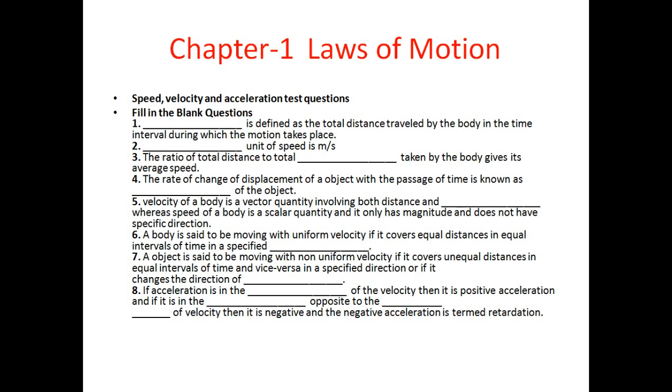Moving to the fifth question: velocity of a body is a vector quantity involving both distance and displacement. Velocity of the body is known as a vector quantity because it also covers distance, but in a fixed direction, and distance covered in a fixed direction is called displacement. Whereas the speed of the body is a scalar quantity, and it only has a magnitude, not a specific direction. That's why speed is known as a scalar quantity while velocity is a vector quantity, because though it covers distance, it does so in a fixed direction, which is called displacement.